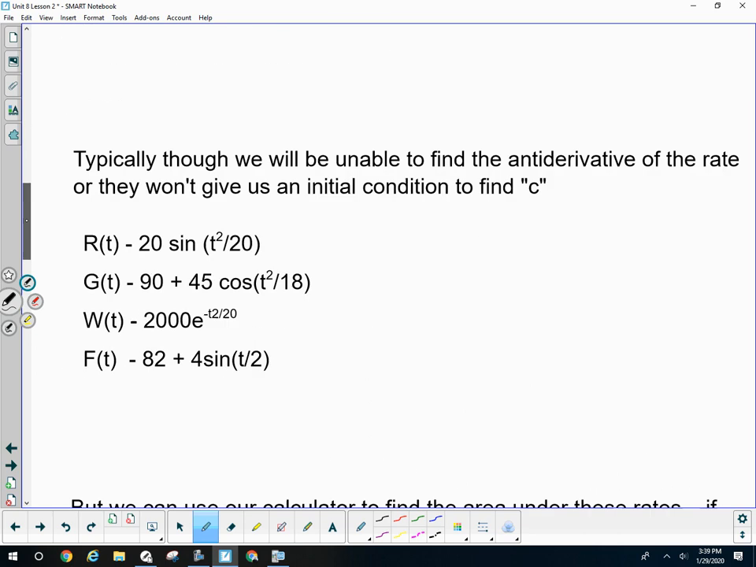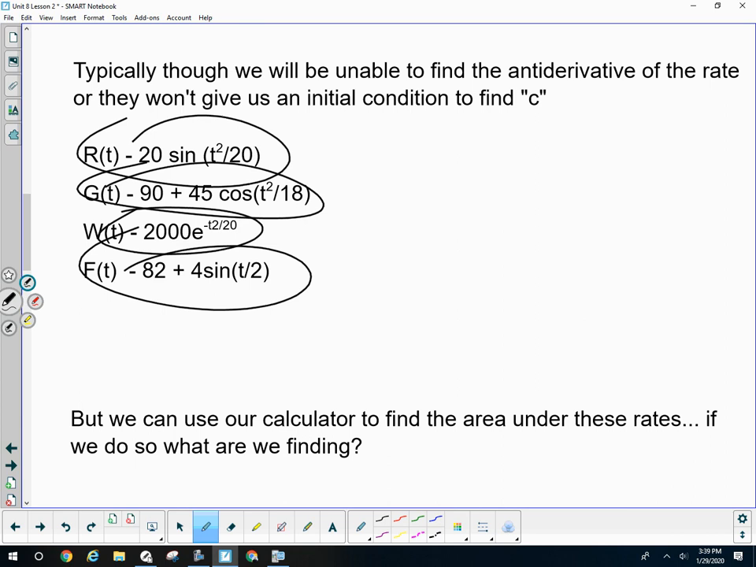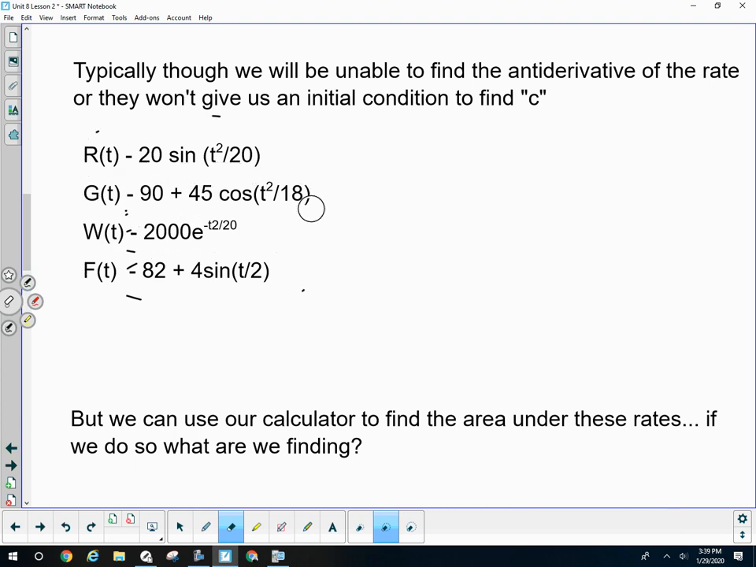What we will find, though, is that we can't find the antiderivative of these expressions. The last one you could, but this R, this G, you can't take the antiderivative of that. So we're not going to be able to take the antiderivative and find C and find an equation that would give me the total amount at a given time. But I can use my calculator, and my calculator can evaluate integrals.